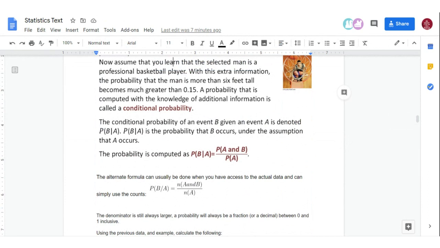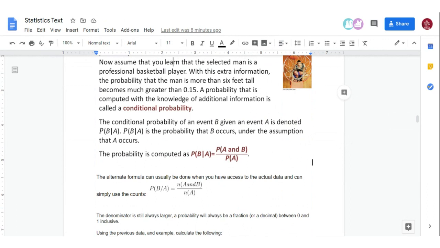There's a key word called given. The left-hand side is where you have the probability of B, and then you have a line, and then an A. That little line is read as given. So that essentially means the probability of B, given that A has occurred. In other words, given that we're going to professional basketball players now and not the population in general, that's what it's doing. It means we're restricting our pool.